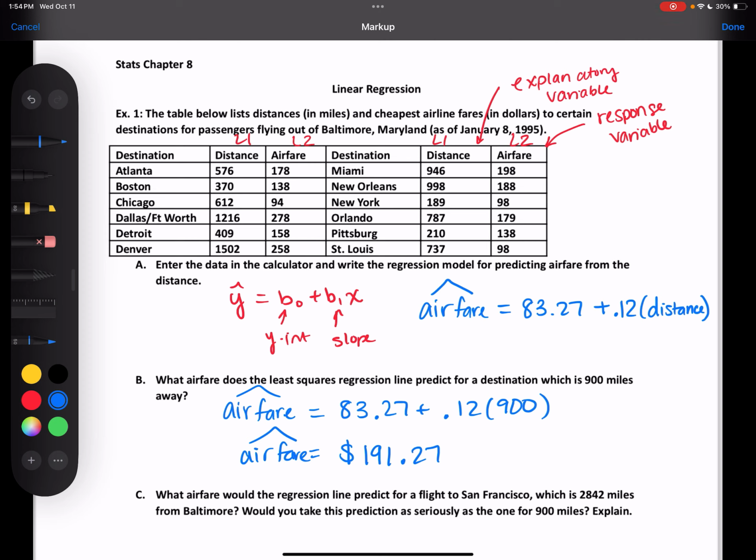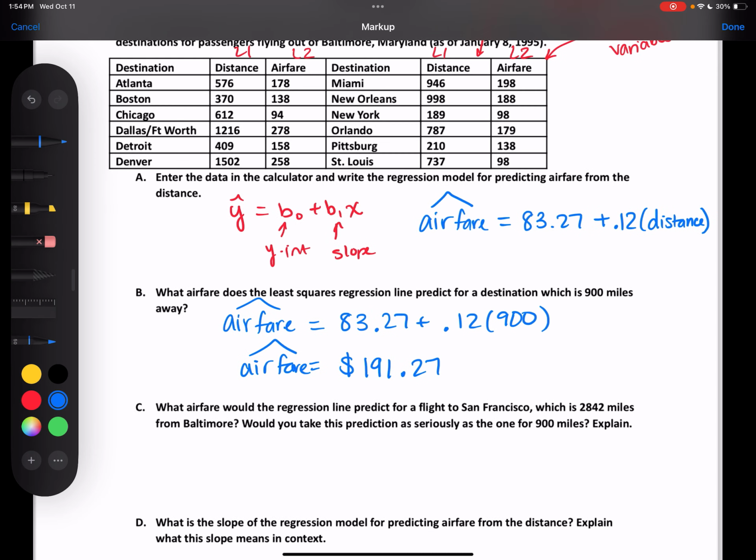Alright. Not that I think you're going to, but don't write anything in this space off to one side or the other, because we're going to come back and write something after we do part C. So what airfare would the regression line predict for a flight to San Francisco, which is 2,842 miles from Baltimore? Would you take this prediction as seriously as the one for 900 miles? Explain. So I'm going to set it up the same way. Airfare hat is equal to 83.27 plus 0.12 times 2,842, not 200.